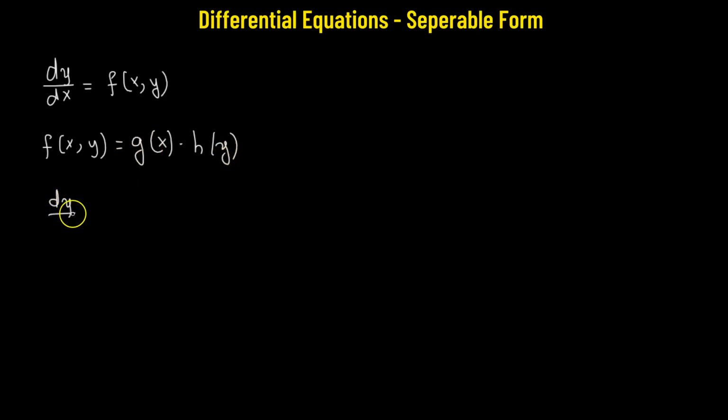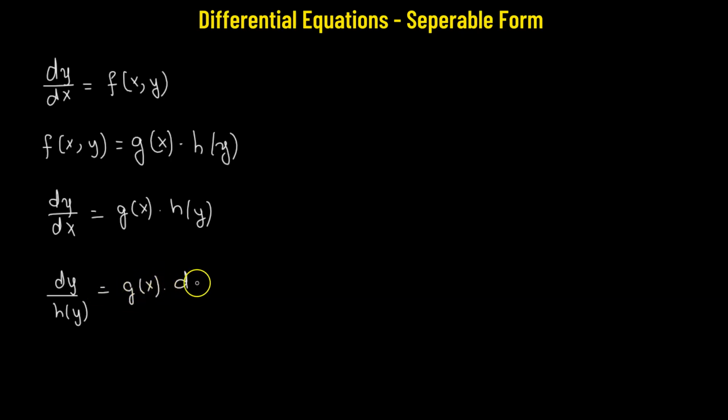In that case, our differential equation will become dy over dx equals g of x times h of y. Or we can simply rewrite this as dy over h of y equals g of x times dx. Here we can observe that the coefficient of dy, which is 1 over h of y, is purely a function of y, and the coefficient of dx, which is g of x, is purely a function of x. So what we have obtained is referred to as the separable form of a differential equation.